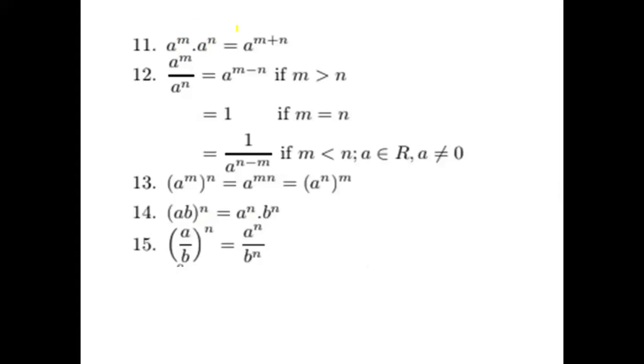Base is same, addition. So A raised to M plus N. If it is minus N here, then it will be minus here like this. A raised to M upon A raised to N. If it goes to the numerator, A raised to N becomes A raised to minus N. Again, base is same, addition. M plus minus N means M minus N. So it is A raised to M minus N. This happens when your M is greater than N.